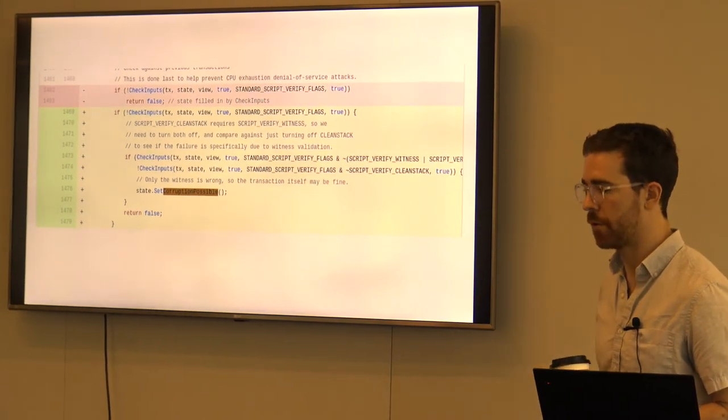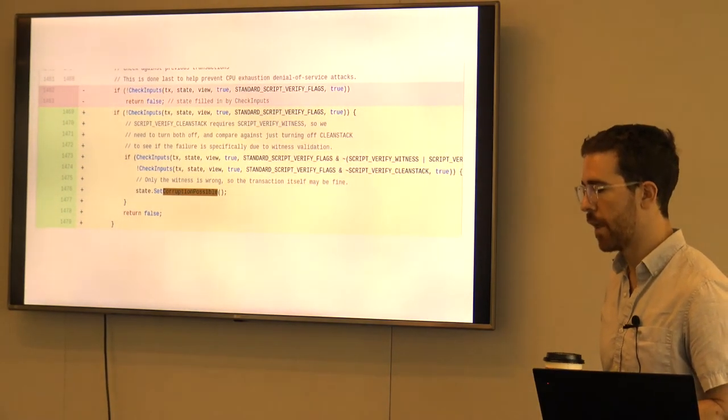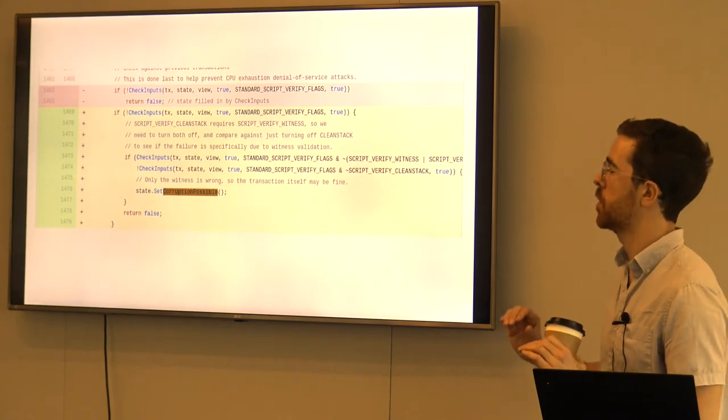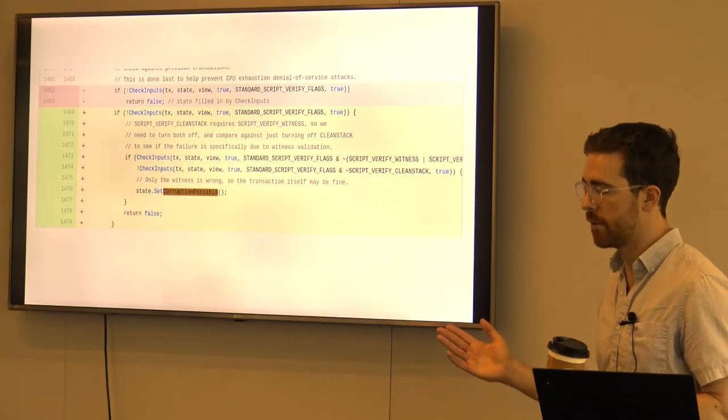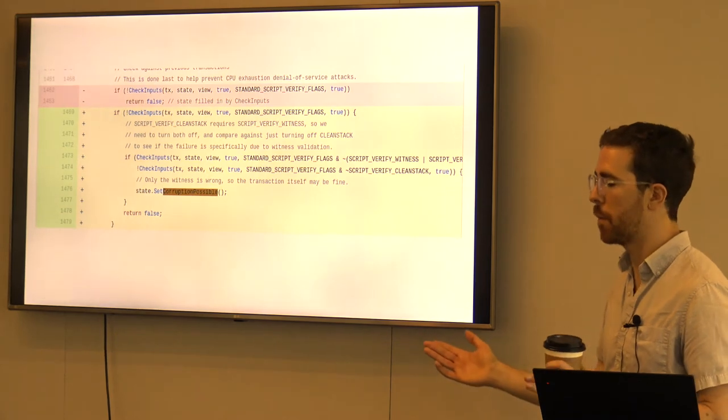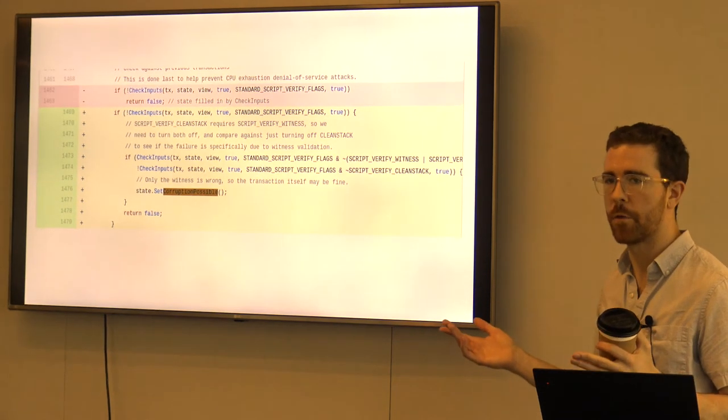But I found this pretty confusing when I encountered it, because there was a lot of special casing going on in the validation code where you're like, all right, well, this didn't connect properly, but I'm not going to penalize my peer because corruption might have been possible. It's like, well, what does that mean? Where does that come from?